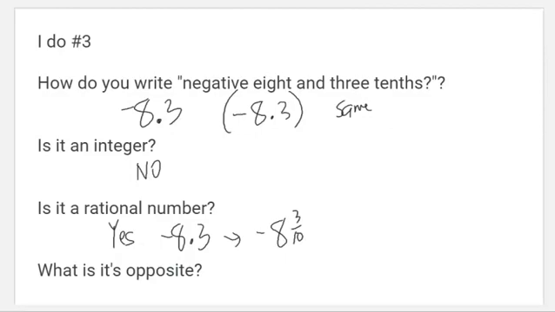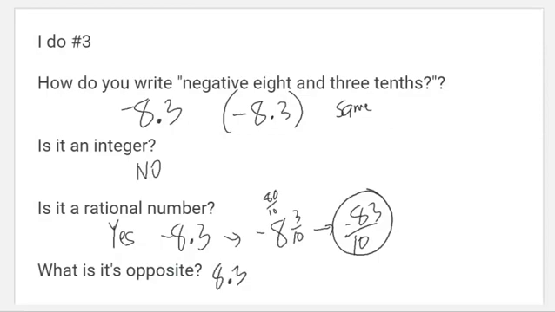That's enough to prove that you can write it as a fraction, but if you really want it to just be a fraction, that 8 would be 80/10, and another 3, that would be negative 83/10. So this could be a fraction. So yes, it's a rational number as well. And what is its opposite? Its opposite is 8 and 3/10.